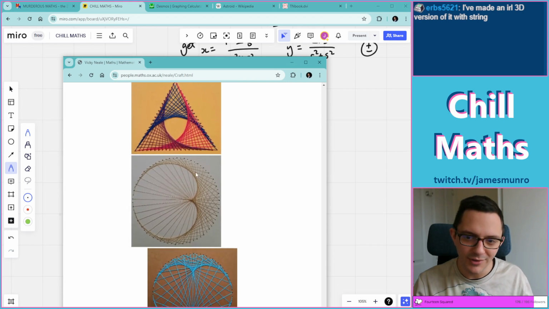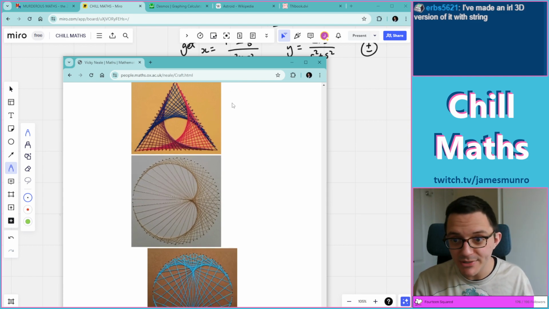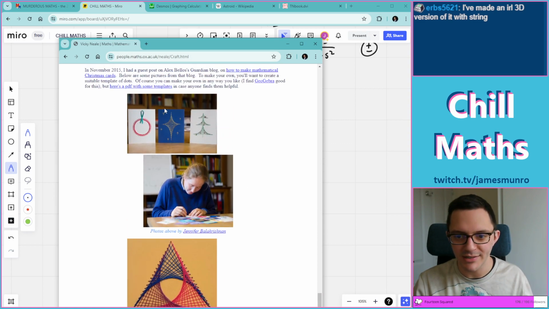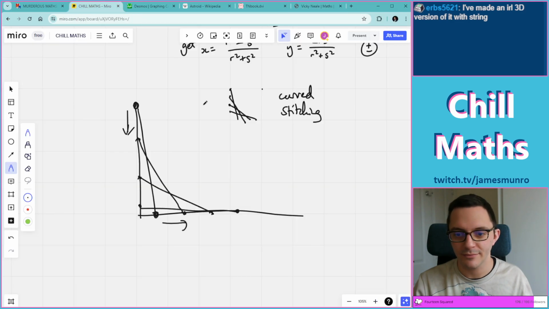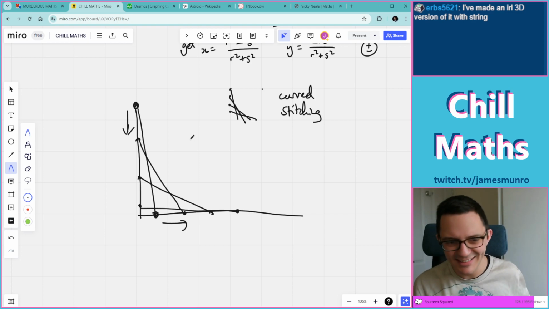Quickly, if you have a different angle, you get different shapes. It turns out to be a parabola for the one where you work along the same amount, same steps on each side. But if you follow other rules, you can make other shapes. I'll leave this here as a kind of ideas about making Christmas cards, which I took from Vicky Neal. Even an IRL 3D version.